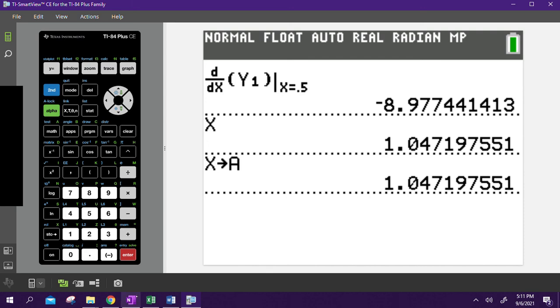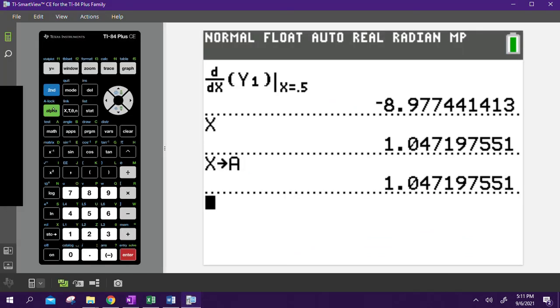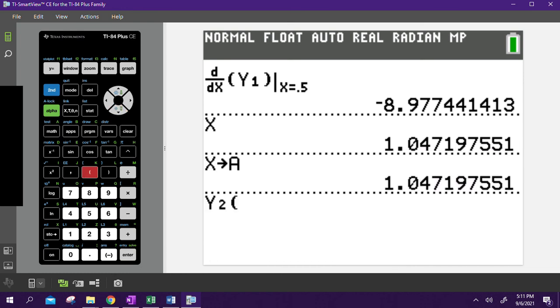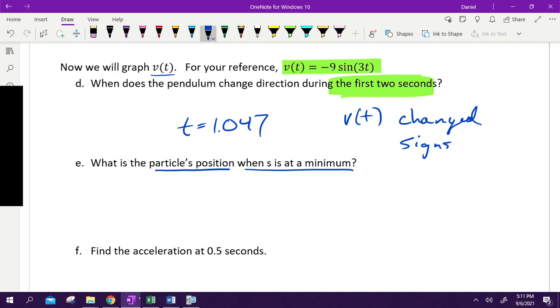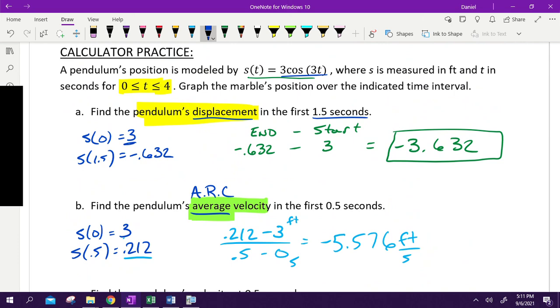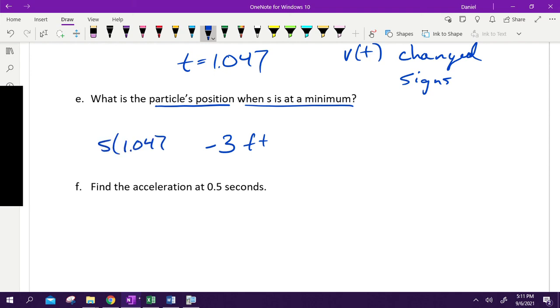We're going to take that A and plug it into position. So I'm going to go alpha F4. Mine is typed in as Y2. And I'm going to plug in alpha A. And that A value is that 1.047 number. So what is my position? It's -3, which makes sense thinking about this curve. We started at +3. It's a pendulum, so it went all the way to -3, then +3, then -3, and so on. So that's -3 feet. And what did we do? We found s of 1.047.